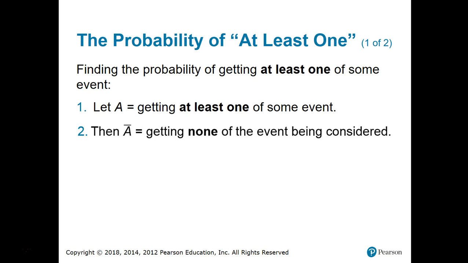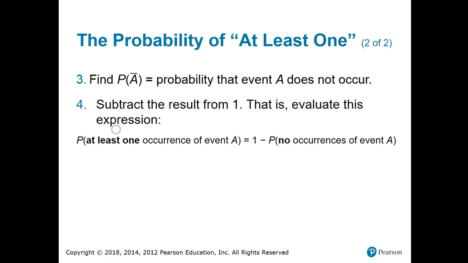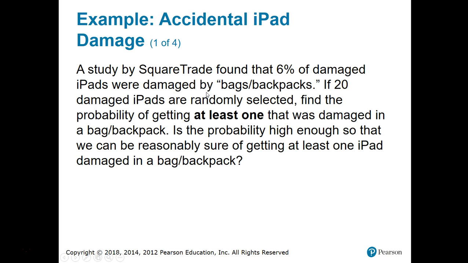Let A be at least one of event. Then A bar is getting none of the event. Sometimes you'll also see this as A to the C, and that's just A complement. Probability of A bar is probability that event A does not occur. Subtract the result from 1, and at least one event has occurred. Very useful, very often.